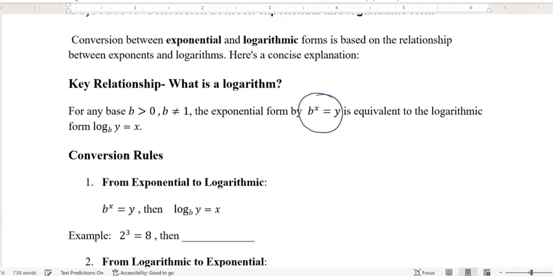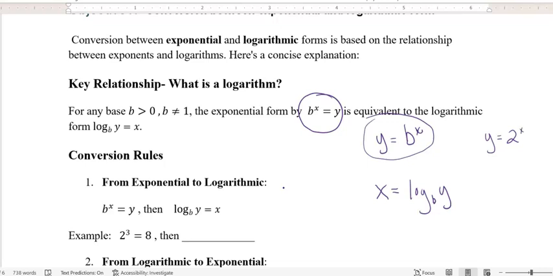So let's focus on this. If I have this function, y equals b to the x, that's a function we just studied, exponential functions. What's a logarithm? A logarithm is this exponent. x is equal to the log base b of y. A couple things to recognize here. For this exponential piece, which we understand, the input is x, the output is y, the base is b. An example of this would be y equals 2 to the x. That's an exponential function.